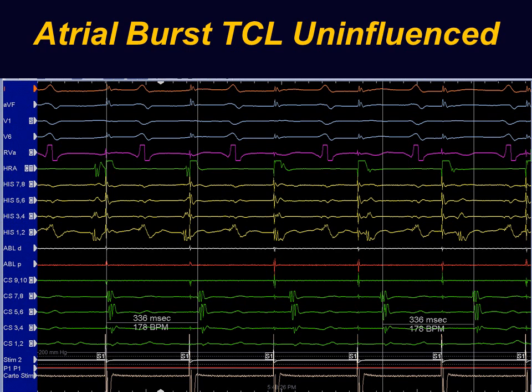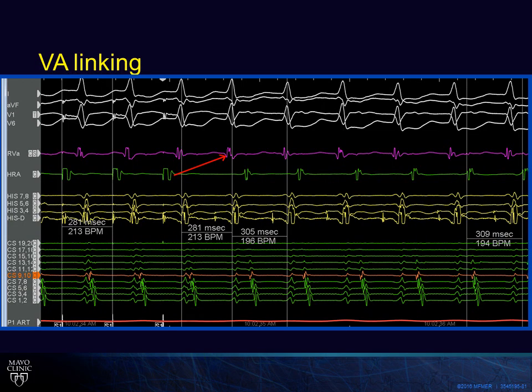You can do atrial burst pacing, and if the atrial burst pacing is at a shorter cycle length, you can see it's interesting that the high right atrium is captured by this pacing, and yet the stim to CSA is increasing. That means the CSA and the high right atrium are disconnected. It's very unlikely that this will happen in an atrial tachycardia. More likely the QRS and the CSA are ignoring what's happening in the high right atrium, more likely to be AV node re-entry.